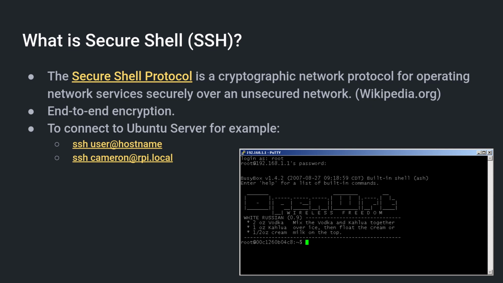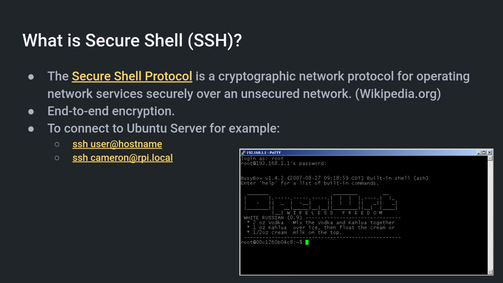Here it is. So what is Secure Shell, or SSH? The Secure Shell protocol is a cryptographic network protocol for operating network services securely over an unsecured network. What that pretty much means is when you remotely connect to a computer, the traffic between your computer and the remote computer is going to be encrypted so that people cannot spy on that information. And it uses end-to-end encryption.